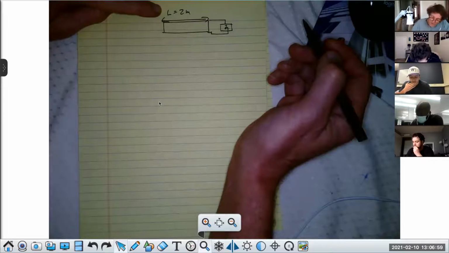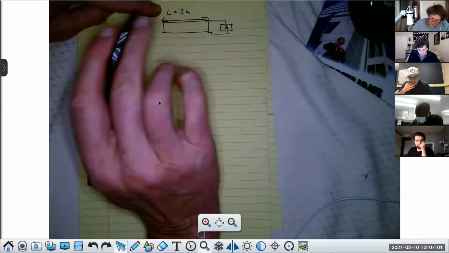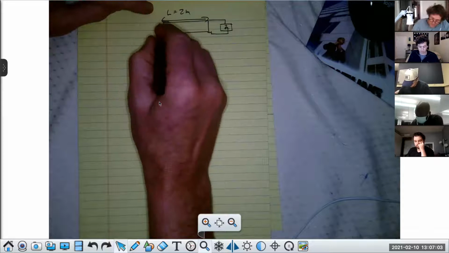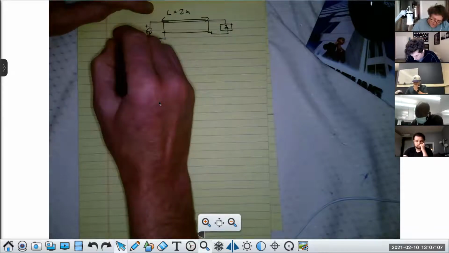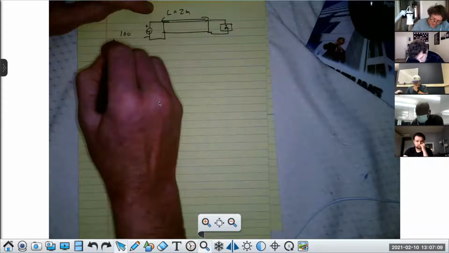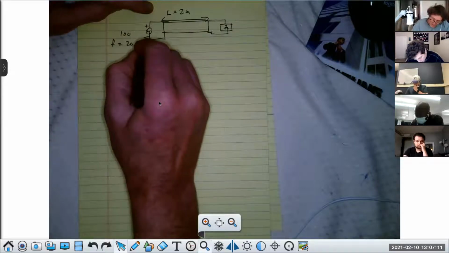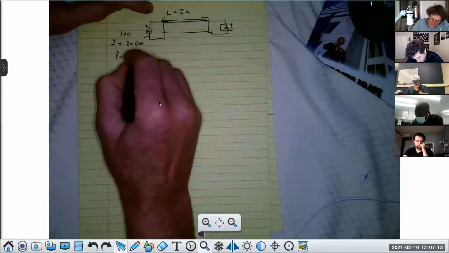Now, here's what I need. I know it's in the TE 10 mode. I know this is the source voltage, it's 100. I know the frequency is 20 gigahertz. I know the cutoff frequency is 15 gigahertz.